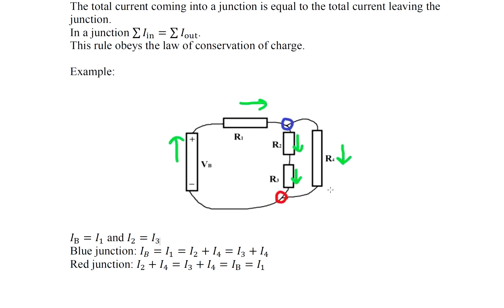And look at the red junction. It's going to be I2 plus I4 equals I battery, or I2 plus I4 equals I1, or I3 plus I4 equals I battery, or I3 plus I4 equals I1. So in the blue junction here, some of the current splits off into I2 and I4, and in the red junction the current adds up. So these green lines are the direction of current.